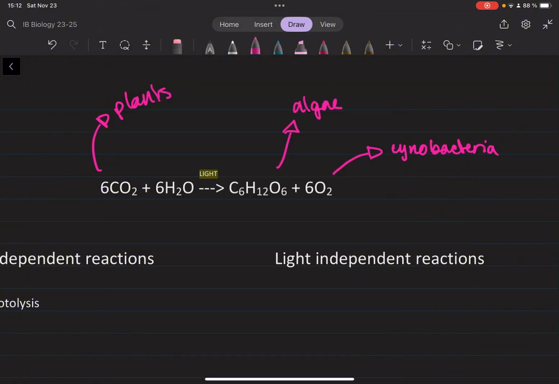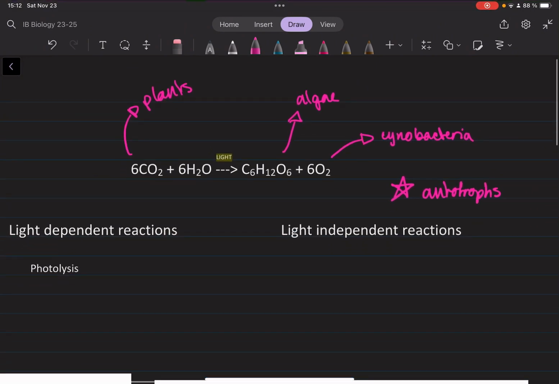But another key word that I want to mention with photosynthesis is autotrophs. Can't spell. Autotrophs. And they're called autotrophs because they can essentially make their own energy and by making their own glucose. So they can use this glucose that they make during photosynthesis to then use as respiration.